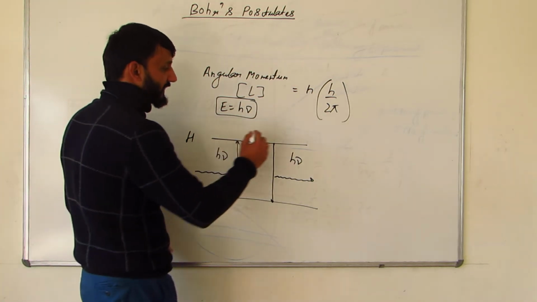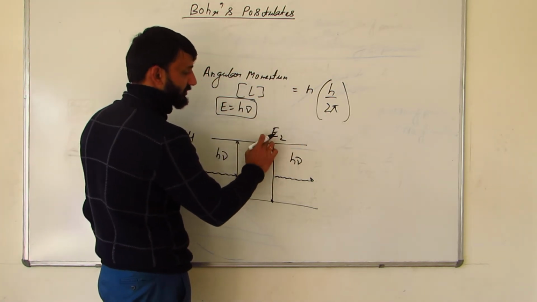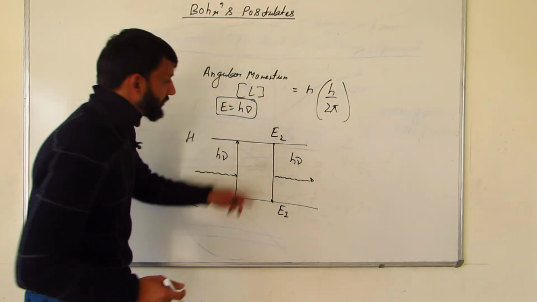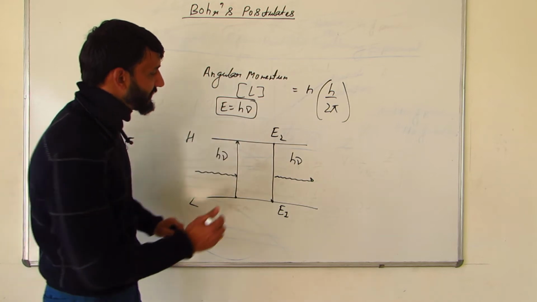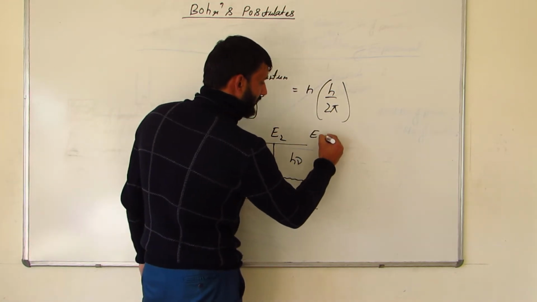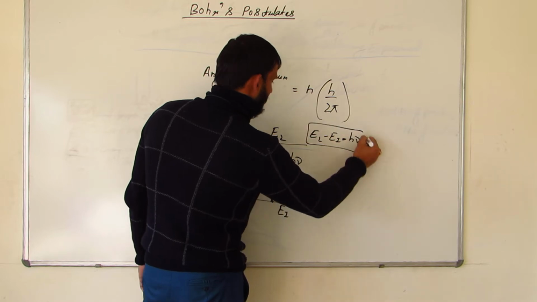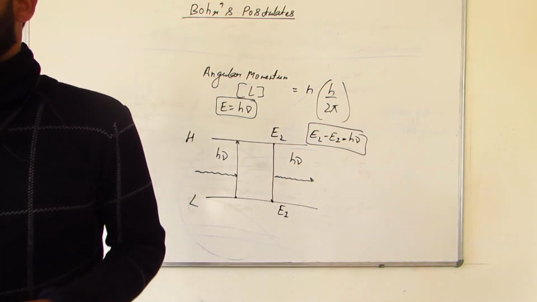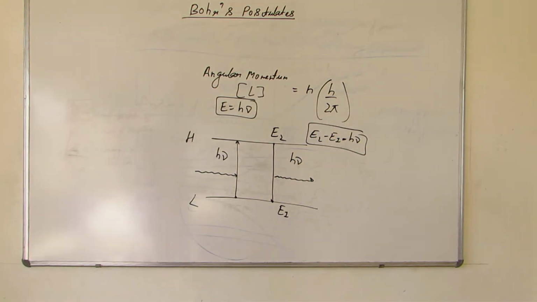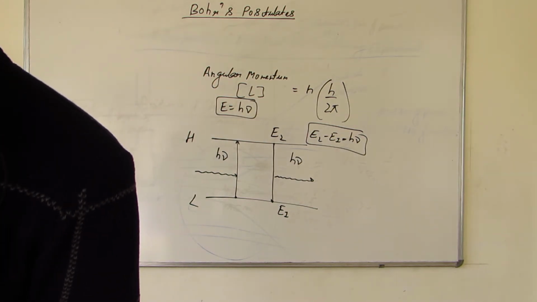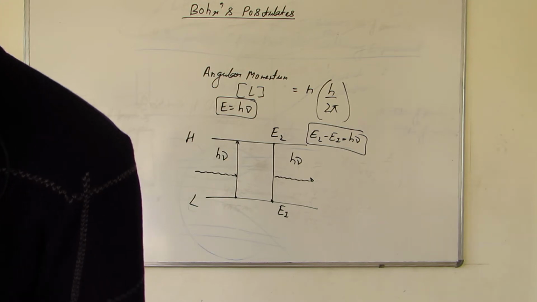So let us assume that the energy on the higher orbit is E2 and the energy here is E1. So obviously this difference in energy, E2 minus E1, will be equal to h nu, because when the electron is in the higher orbit, it will have more energy by a factor of h nu, and this is what we call Bohr's frequency condition.